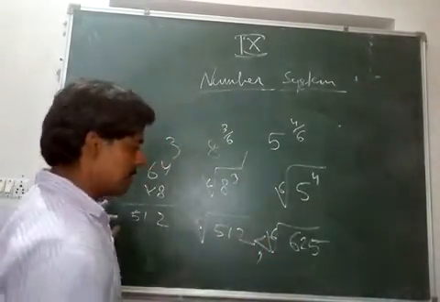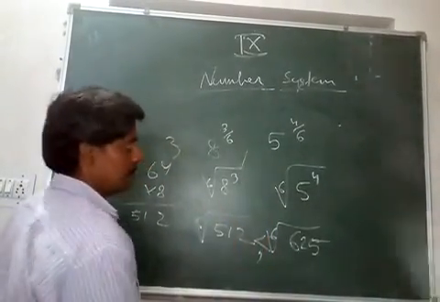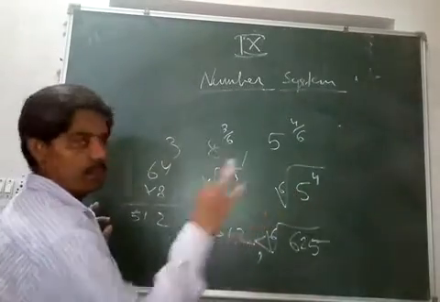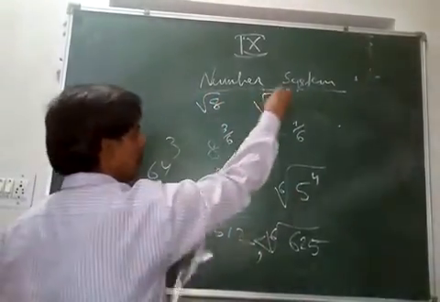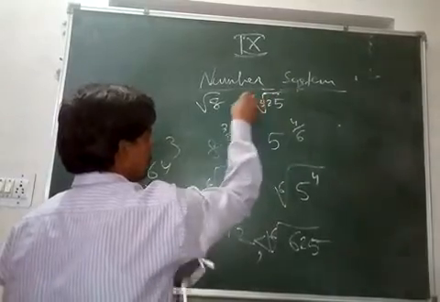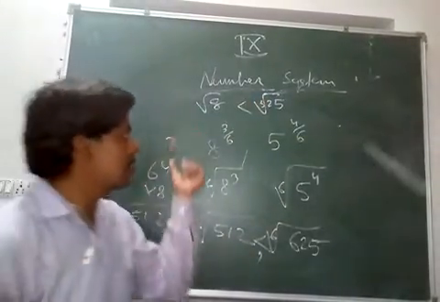6th root of 625 is greater than 6th root of 512. So our original question also, what was the original question? Square root of 8 and cube root of 25. So cube root of 25 is greater than square root of 8.